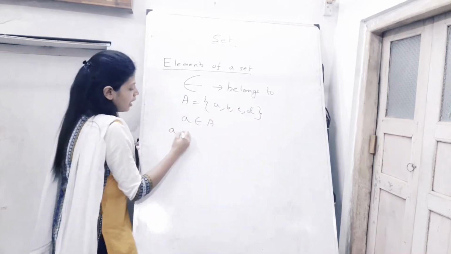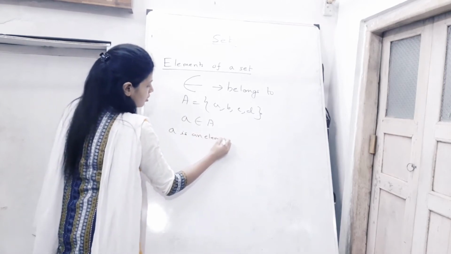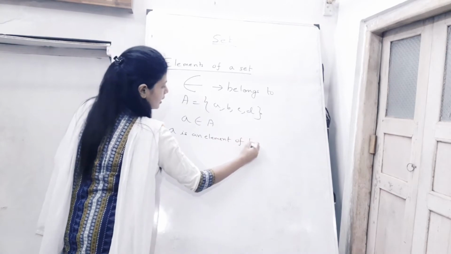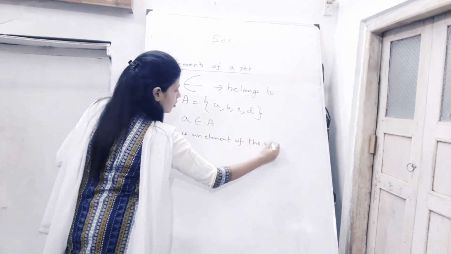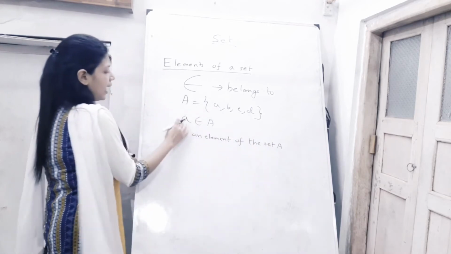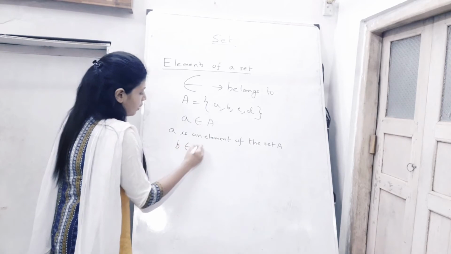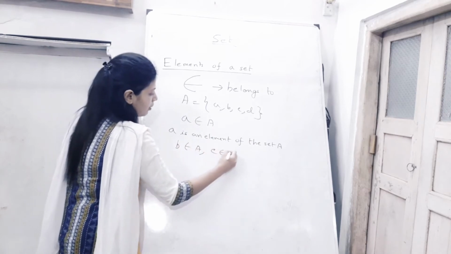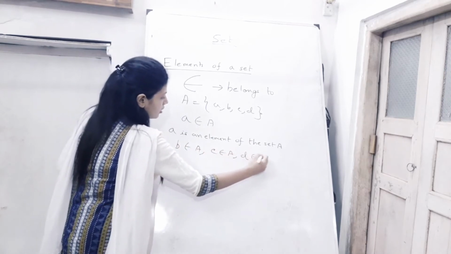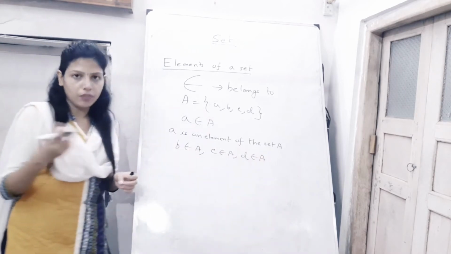That means A is an element of the set A. So in place of this one I will write A belongs to A. We also can write B belongs to A, C belongs to A and D belongs to A. So it means B is an element of A.